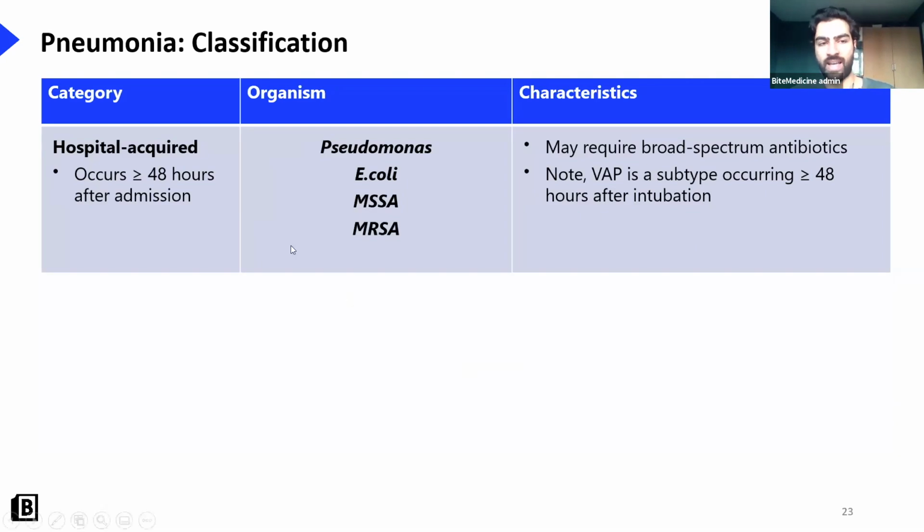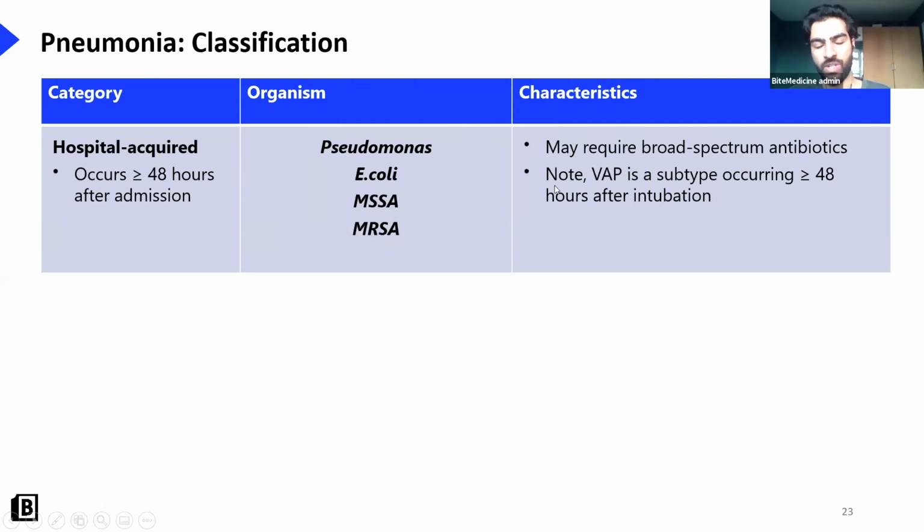Hospital-acquired pneumonia is exactly what it says on the tin. It's pneumonia acquired in hospital after 48 hours of admission. It can be caused by a whole host of bacteria: Pseudomonas, E. coli, methicillin-sensitive Staphylococcus aureus, or alternatively methicillin-resistant Staphylococcus aureus. These are a bit more tricky to treat and may require broad-spectrum antibiotics.